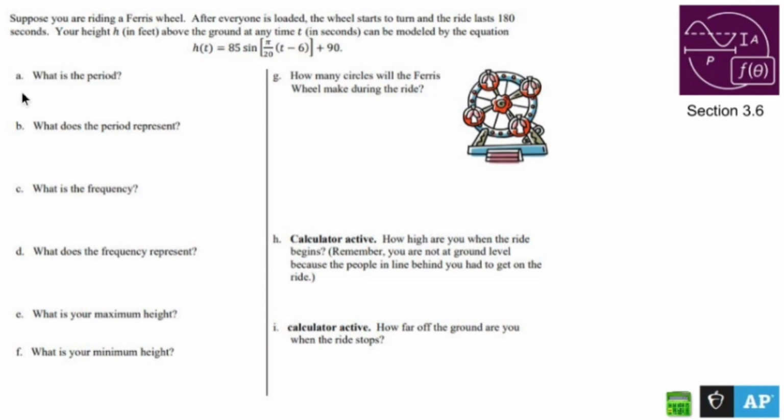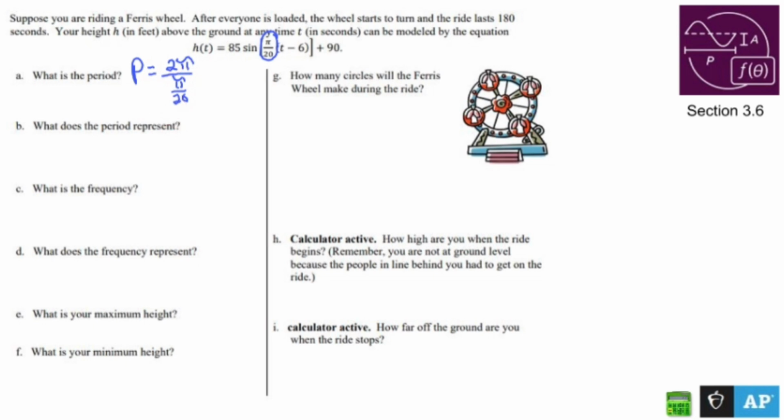So let's begin with what is the period. You don't look at this and see the period right away. This guy right here is the frequency. So if you're given the frequency, which is the number multiplied to t, or in this case, the number multiplied to the quantity involving t, the period is going to be found by taking 2 pi and dividing by that frequency. So 2 pi over pi over 20.